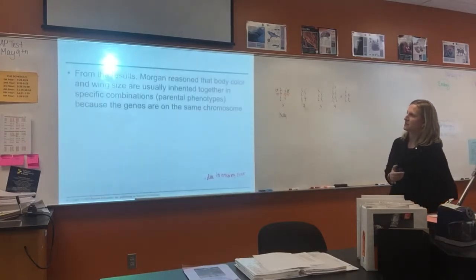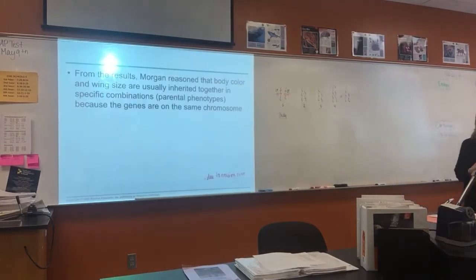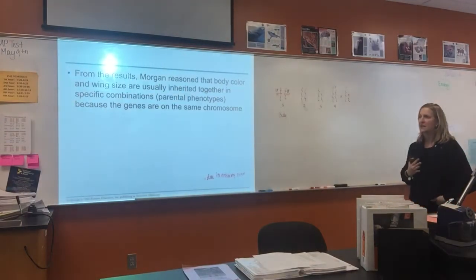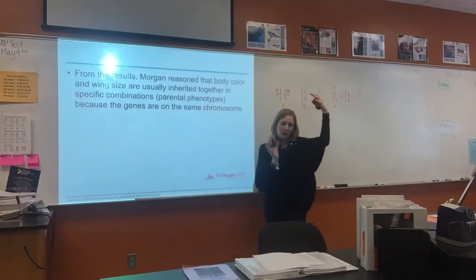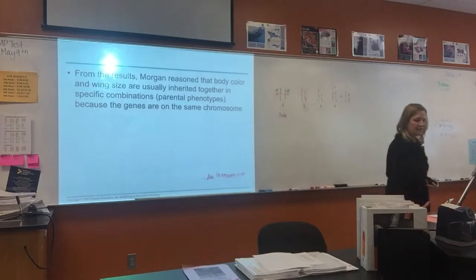We'll see that here. From the results, Morgan reasoned that body color and wing size are inherited together in specific combinations. That's the parental phenotype. So they're on the same chromosome, and they go together to the kids.